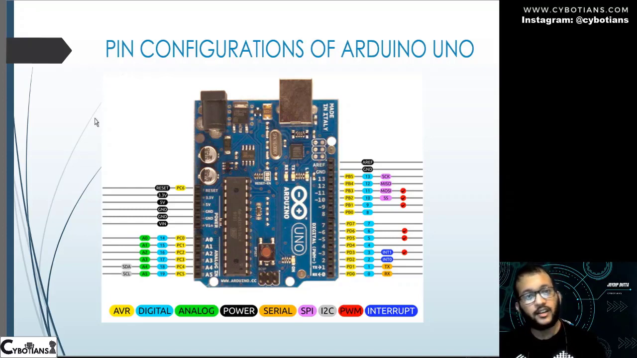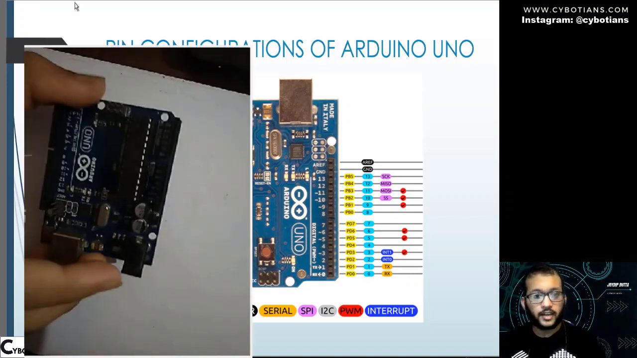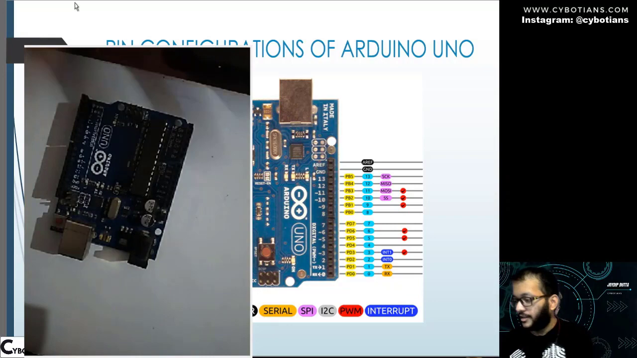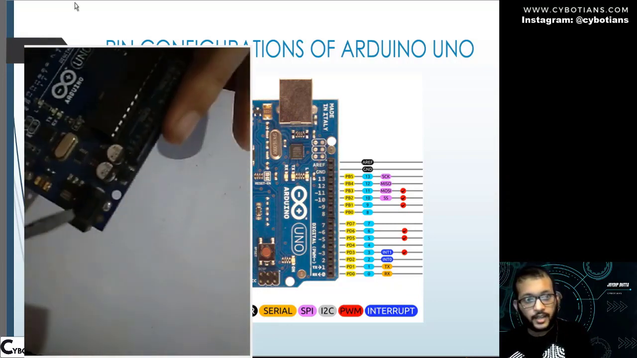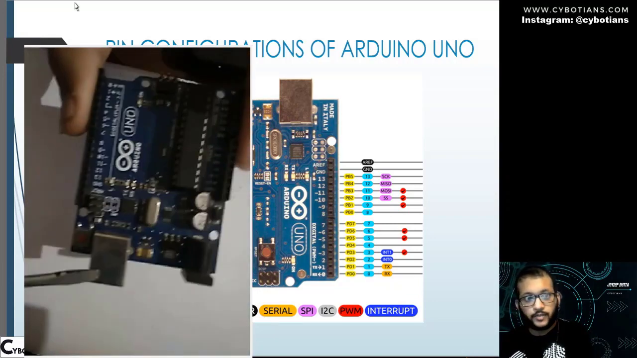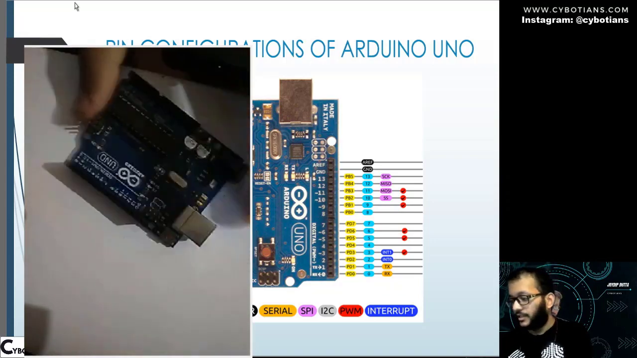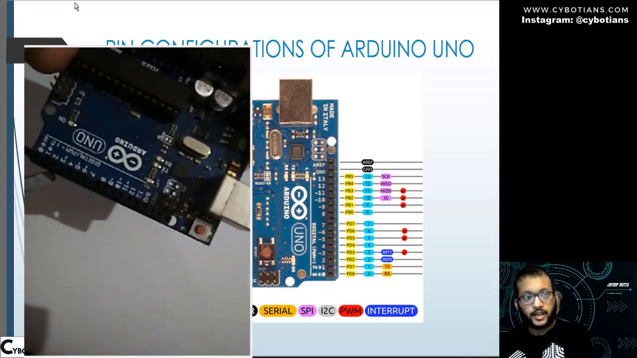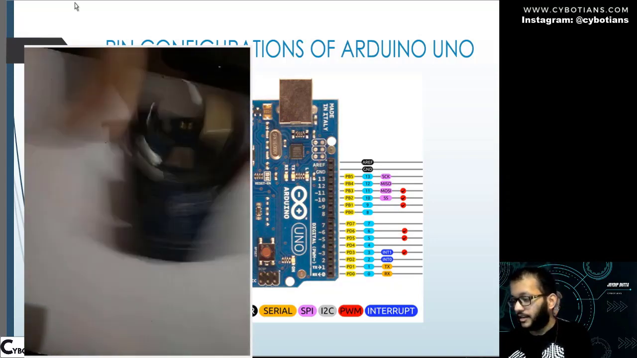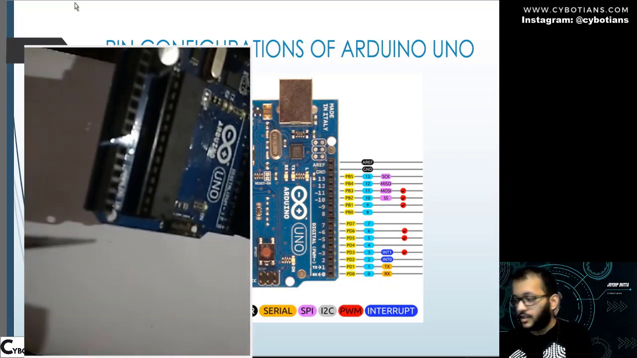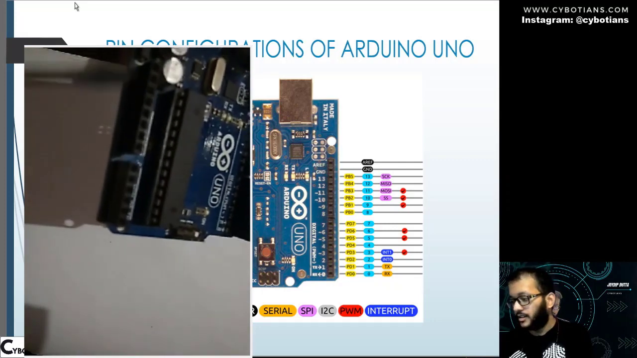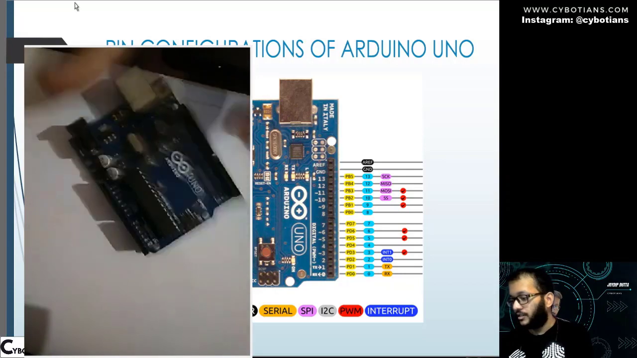And now let's see the original Arduino in the picture. So this is the Arduino Uno board, and as I have told you, this is the power barrel jack, this is the USB plug, this is the digital pin, the entire digital pin section, this is the analog pin section, and this is the power section.